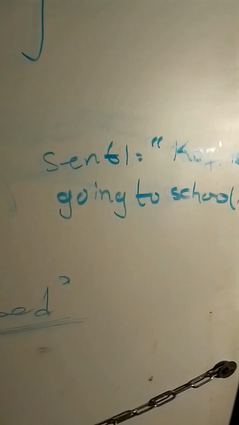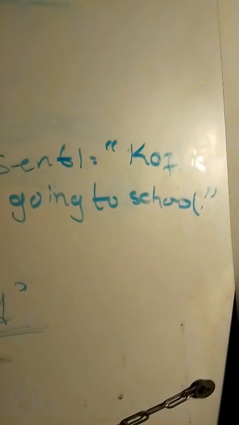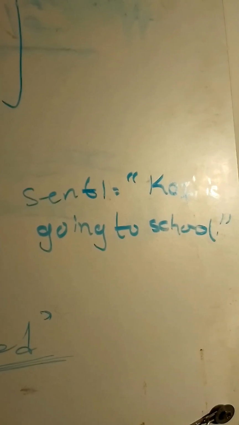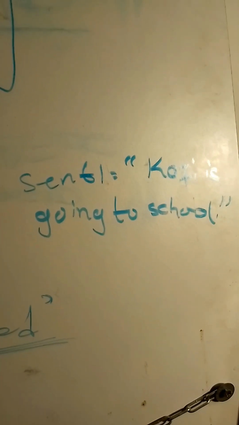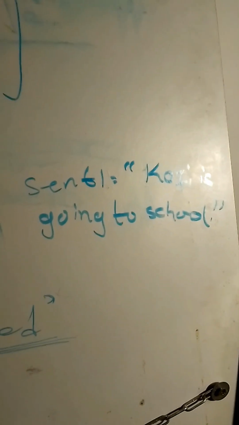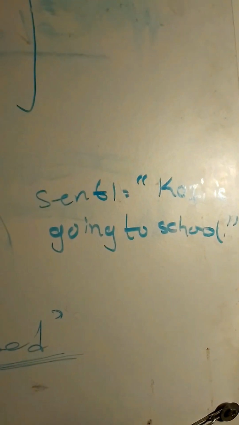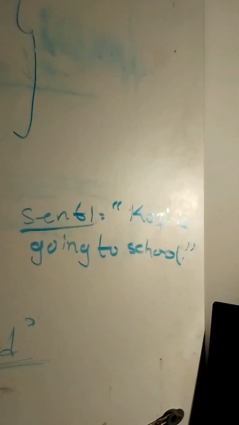Those who know correct English, in case I spell it wrong, just type it in the comment box that this is not the spelling. Maybe I'll change this later. Okay, so right now we have assigned Kofi is going to school to our sentence one as a variable, or as a container. Anytime the computer sees sentence one, it knows that we are talking about Kofi is going to school.